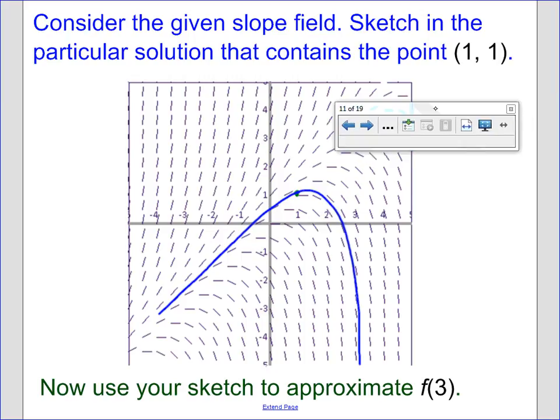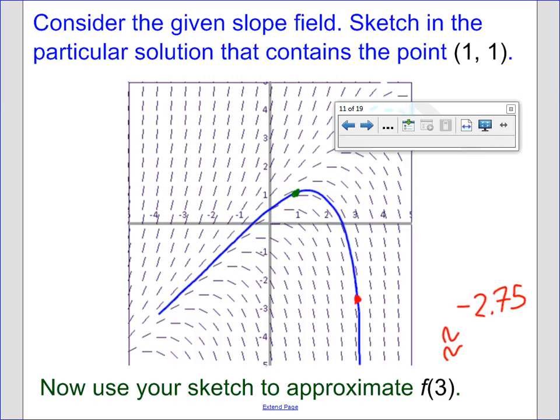All right, now let's use our sketch to approximate f of 3. So we knew this point was (1, 1). That's on the solution. What about when x equals 3? When x equals 3, that's all the way over here. So let's see, right here? What are you guys guessing? Negative 2.75? I'm down, Tyler. I like it. Let's go ahead and see.